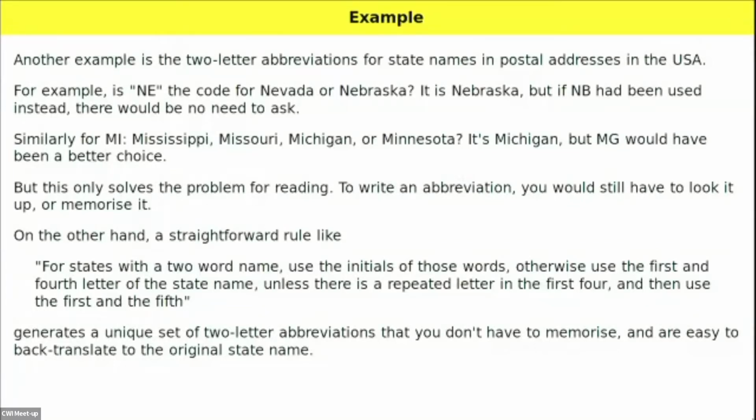For two-word names, you use the first letter of each name, like New Brunswick. And otherwise, you use the first and fourth letter of the state name, unless there's a repeated letter in those first four, and then use the first and fifth. That gives you a unique set of letters. So if you see the state name, you can generate the code. And if you see the code, you can work out which state it was. So that's an example of usability, which they haven't applied. But if they had put a little bit more thought into it, it would have made those abbreviations much easier to use.